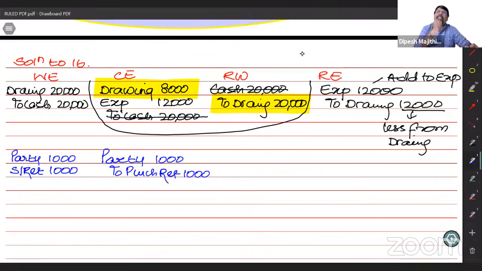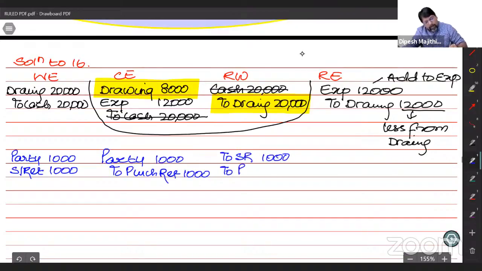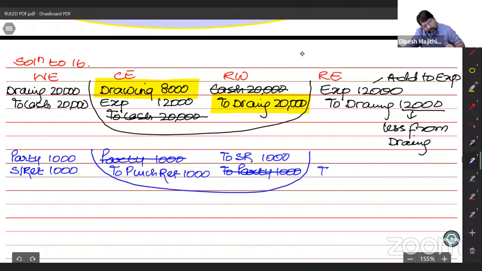Since I recorded the transaction in the sales return journal, sales return is debited. So party was correct. But instead of writing in purchase return, I wrote in sales return, and sales return is debited. Am I clear? Yes. So reverse of wrong entry: to sales return, to party. Correct? Yes. Therefore, chartered, if you combine these two, party will cancel. To purchase return 1000, to sales return 1000.